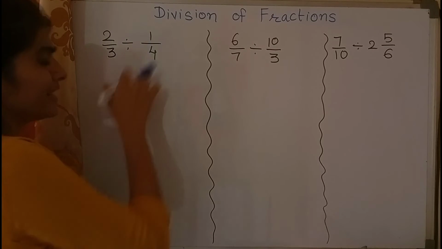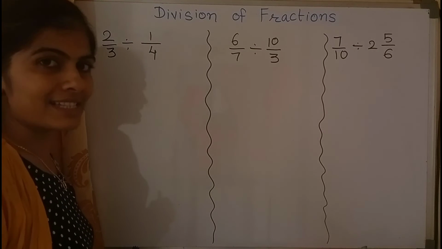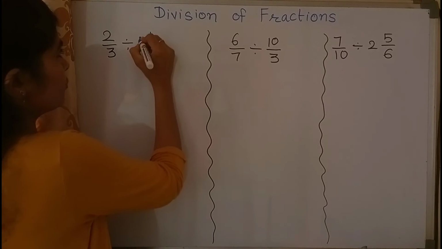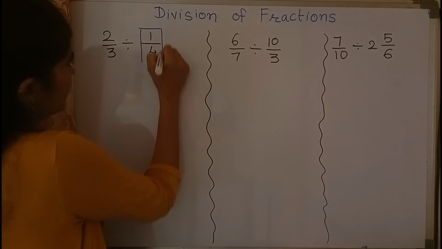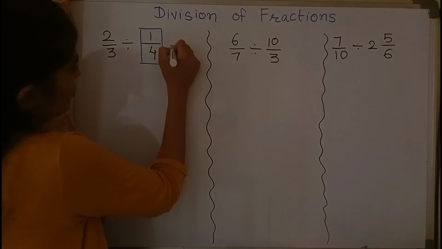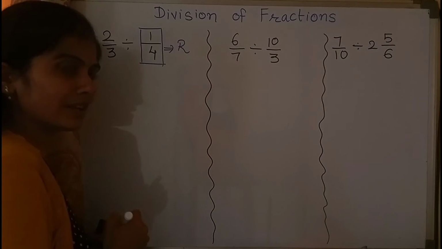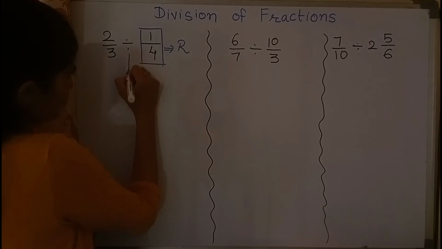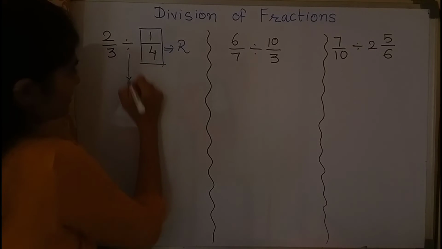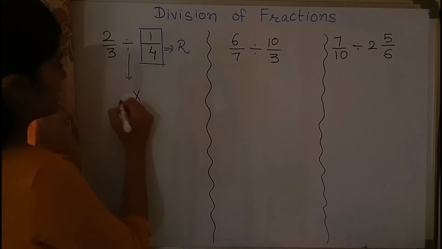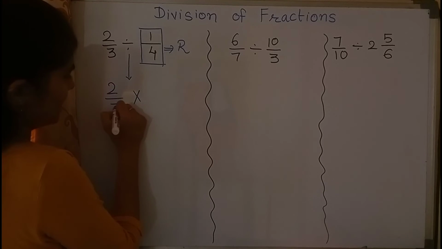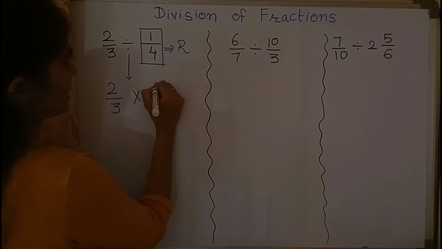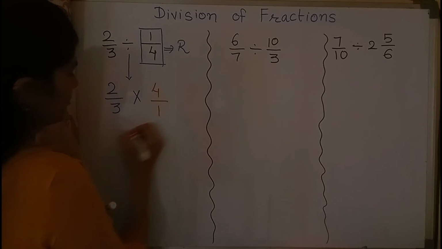It is 2/3 divided by 1/4. Friends, as I have said, we need to apply the rule of the reciprocal. What we should do is take the reciprocal of this divisor. I'm going to write down R, which means I need to take the reciprocal, I need to flip it. It is division, I need to make it multiplication. That's 2/3 as it is, and I need to write down the reciprocal of this 1/4. So I can write it is 4/1.